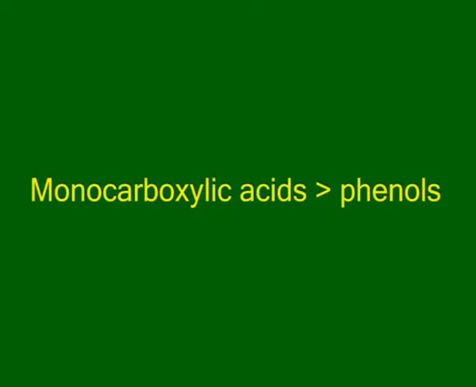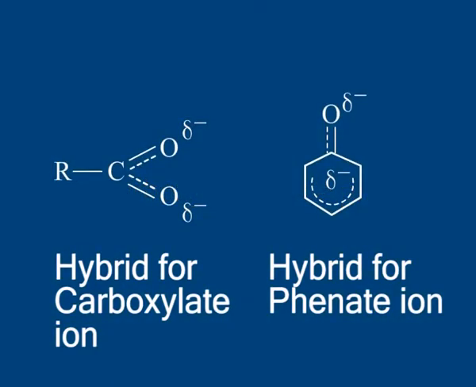Although both the carboxylate ion and the phenate ion left after releasing a hydrogen ion from the corresponding acids are resonance stabilized, there is a greater stabilization in the carboxylate ion as compared to the phenate ion, because in the hybrid for the carboxylate ion, the negative charge is dispersed on the two electronegative oxygen atoms, while in the case of the phenate ion, there is only one oxygen atom to disperse the negative charge. This means that there is more dispersal of negative charge in the carboxylate ion than the phenate ion. This shows that a carboxylic acid is a stronger acid than phenol.